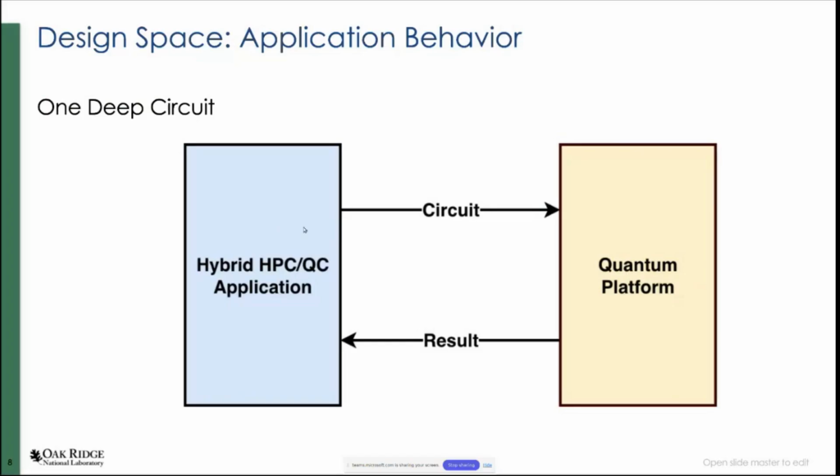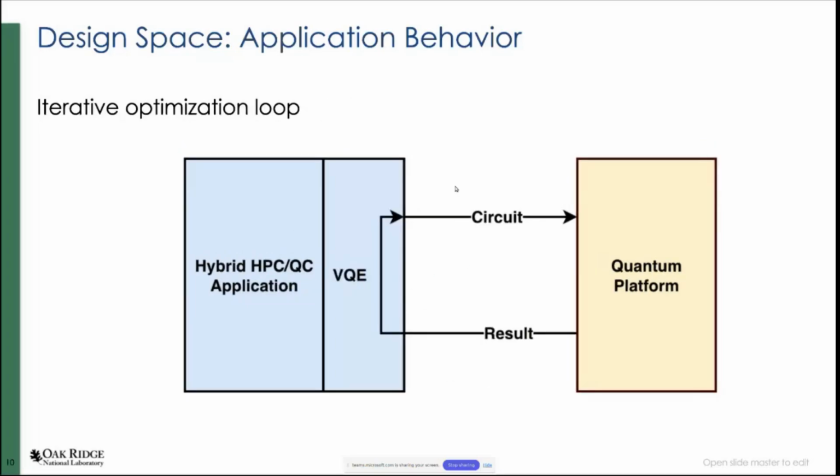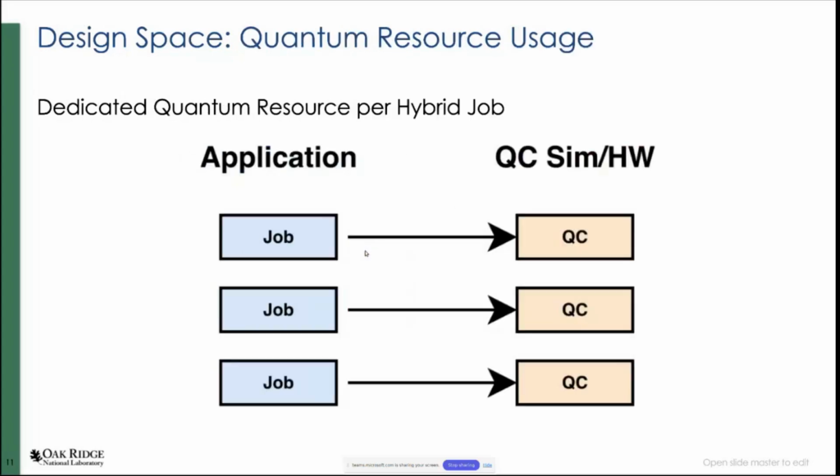So quickly, there are a few design patterns. For example, you can run a deep circuit and get the results, or you can have an ensemble of shallow or deep circuits that you run independently of each other and get results. You can have the iterative optimization loop where you run a circuit, get results that optimize the next circuit, and so on. And then, for example, there's other resource usage. You can have multiple QC resources, which is not really common because quantum resources are scarce right now.